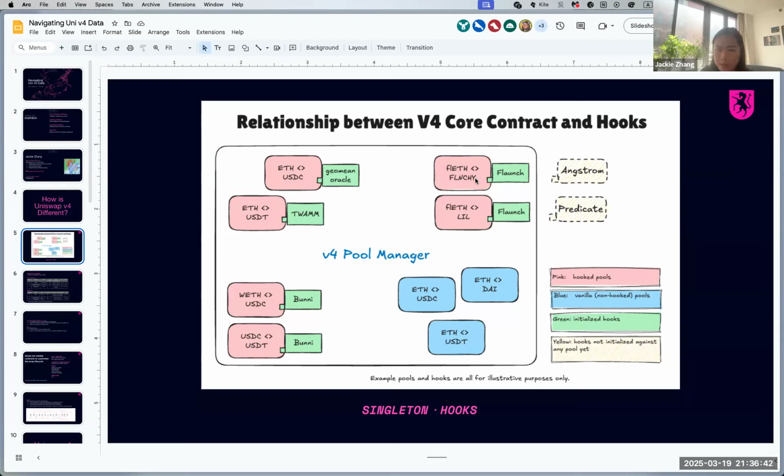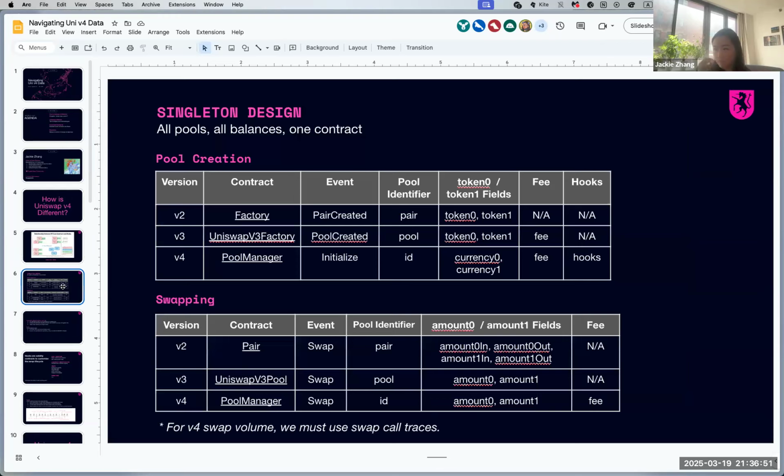Okay, cool. With that in mind, let's go into some specific scenarios of how the singleton hooks change things. Because of the singleton design, with all pools and all balances living within one contract, consider pool creation. In V2 and V3, as I was alluding to earlier, you have a contract that's creating the pools for you. It's called the factory in V2, and the Uniswap V3 factory in V3.